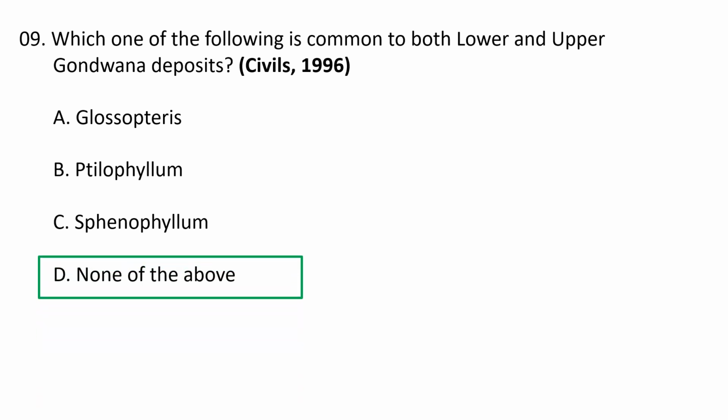That's why D is the correct answer, because Glossopteris and Spinophyllum belong to lower Gondwana, and Trilophyllum belongs to upper Gondwana flora. So here, what is common to both lower and upper Gondwana is none of the above. D is the correct answer.